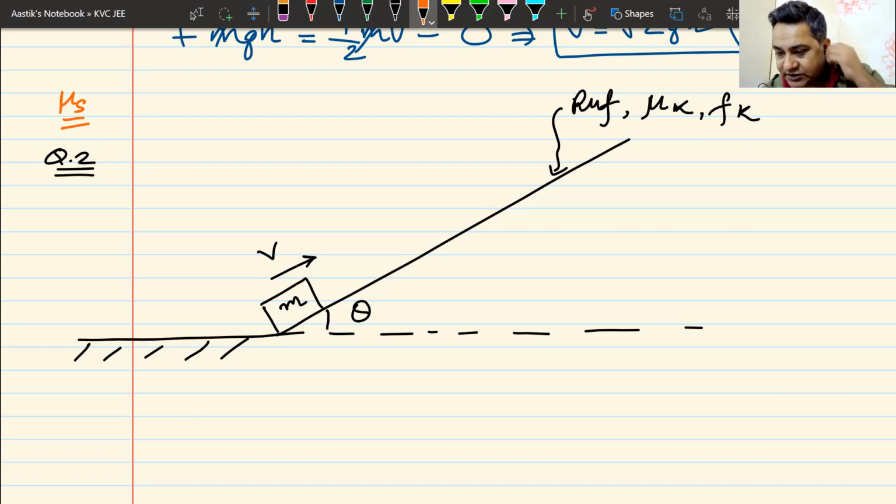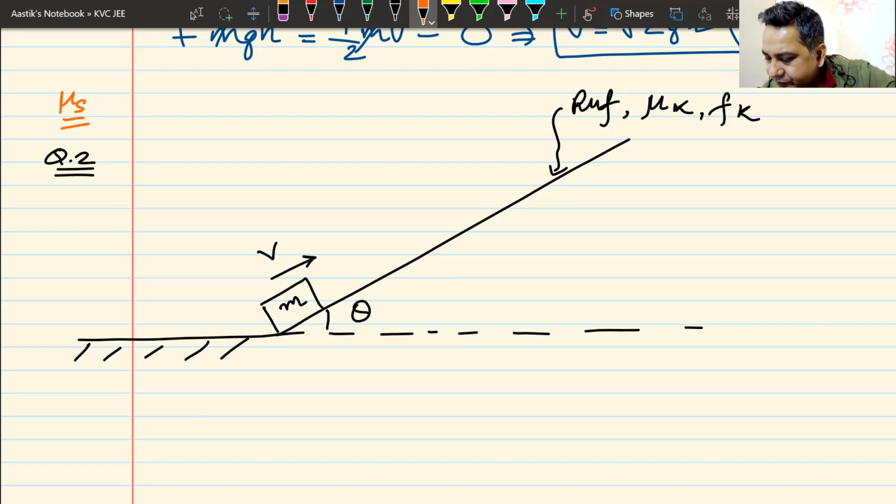But sometimes in the question, only mu is given. It is not mentioned whether it is mu s or mu k. So what do you do in that case? Whether it is mu s or mu k, you take both as the same. You will say, sir, why do we take it the same, they are different? But sometimes the question only says mu, so take it as mu. So the floor is rough and the coefficient of friction is mu.